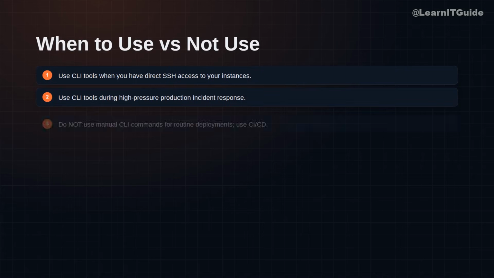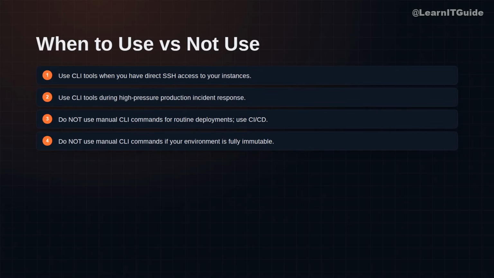Use these command line tools when you have direct secure shell access to your cloud instances. They are critical during high-pressure production incidents. However, do not use manual commands for routine deployments. That is what your continuous integration pipelines are for. And finally, avoid manual intervention if your environment uses immutable infrastructure where you should be replacing servers instead of patching them. Use these criteria to decide if this tool is right for your situation.